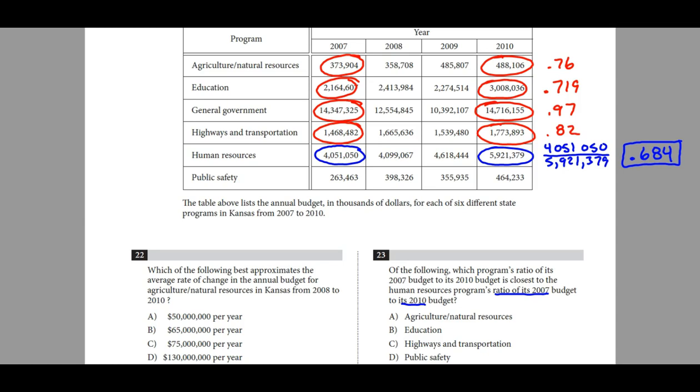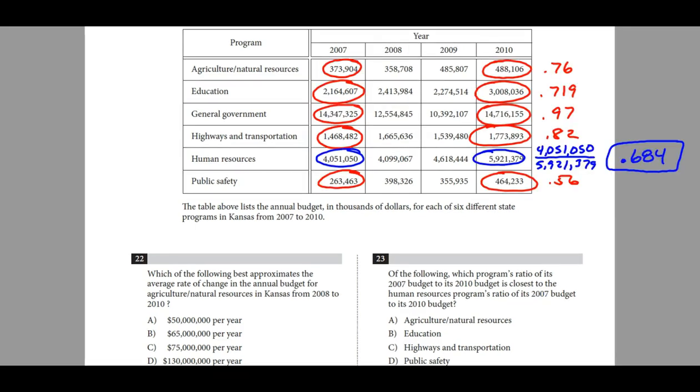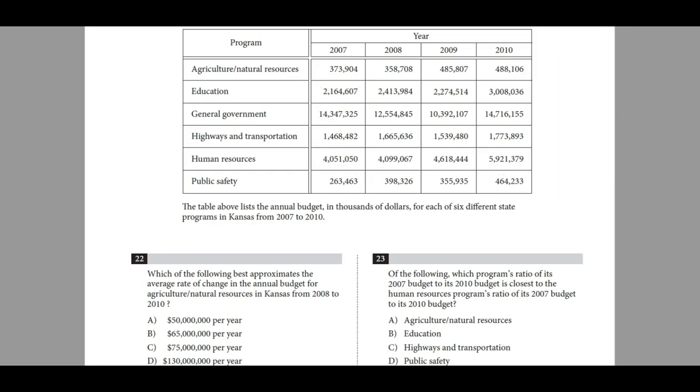And then finally, public safety. Looks like it increased quite a bit. The ratio was 0.56. So now I need to find out which one matches up best with the 0.684. And looking through these, the ratio that is the closest would be right there, which would be education. Correct answer for that one would be B.